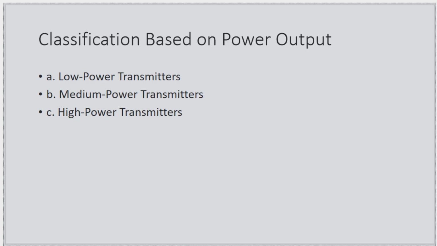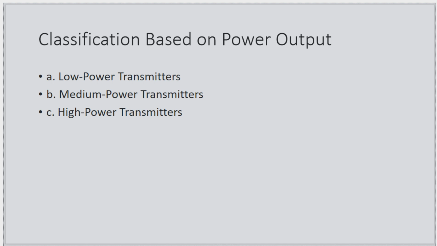Okay, next is classification based on power output. A low power transmitter has a power output of less than 1 watt. The applications are Bluetooth devices, small wireless communication devices, and RFID tags. Point B, the medium power transmitter, has a power output of 1 watt to 100 watts. Applications are Wi-Fi routers, mobile base stations, and small-scale broadcasting stations.